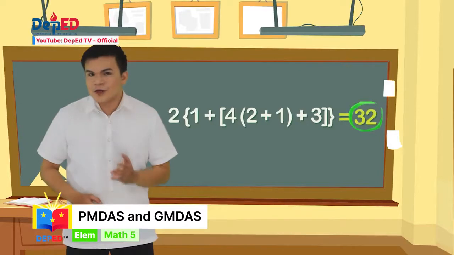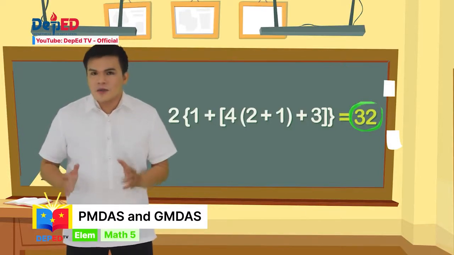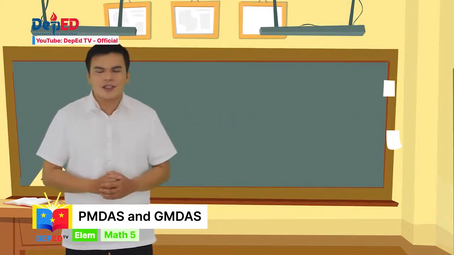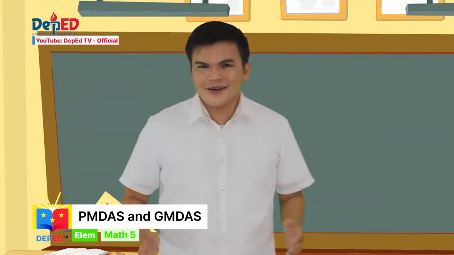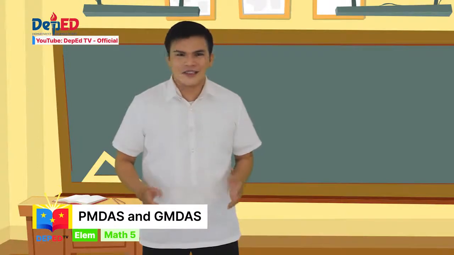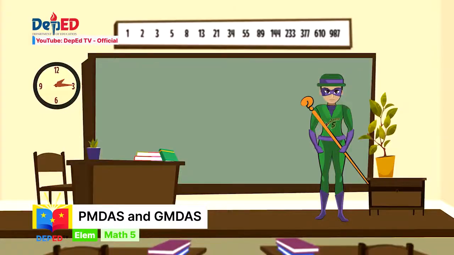Remember that after completing the operations of numbers inside the parentheses, brackets, or braces, the grouping symbols may be removed to simplify the remaining elements of the expression. Math heroes, let's check if you are listening well. Let's have other drills with Super Driller. It's me, the Super Driller. You need to perform the indicated operations to solve the following by using the PMDAS or GMDAS rules.